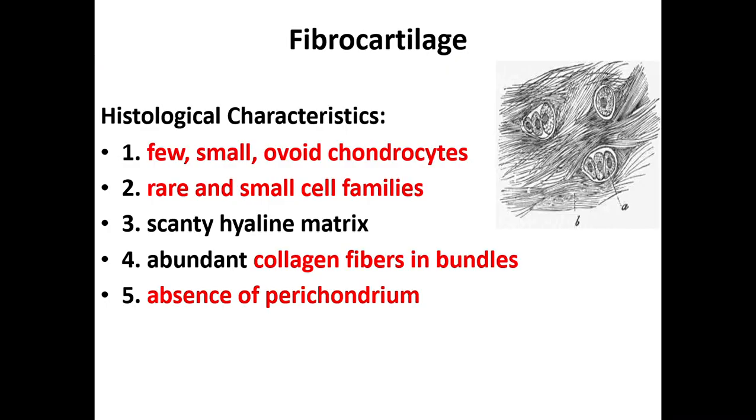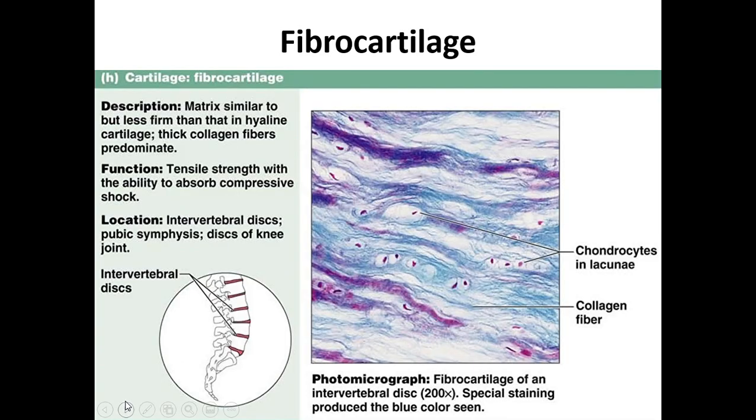If we go into the characteristics of fibrocartilage: few small ovoid chondrocytes, so their sizes are smaller, rare and small cell families, again very few cell families, with scanty hyaline matrix. So the matrix is just few. It's because of the predominance of collagen fibers in bundles. And take note, number 5 characteristic, absence of perichondrium.